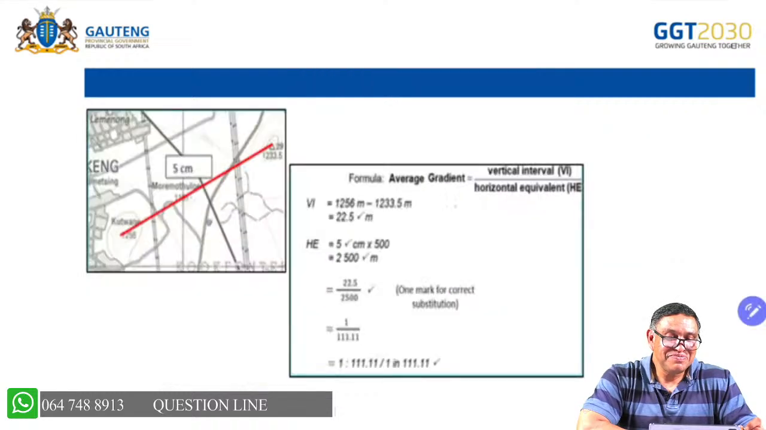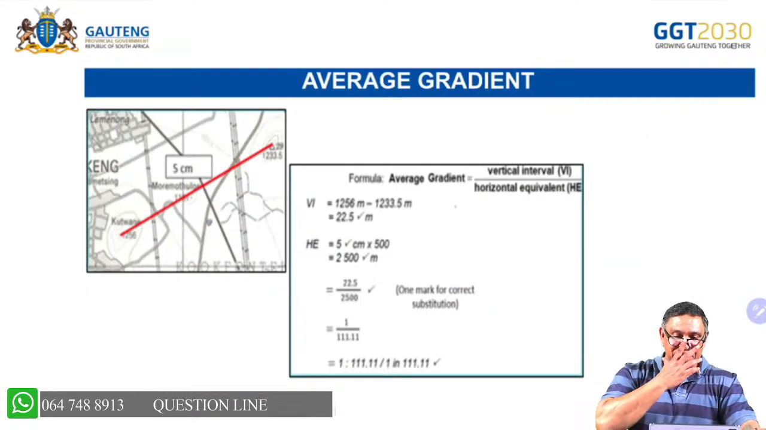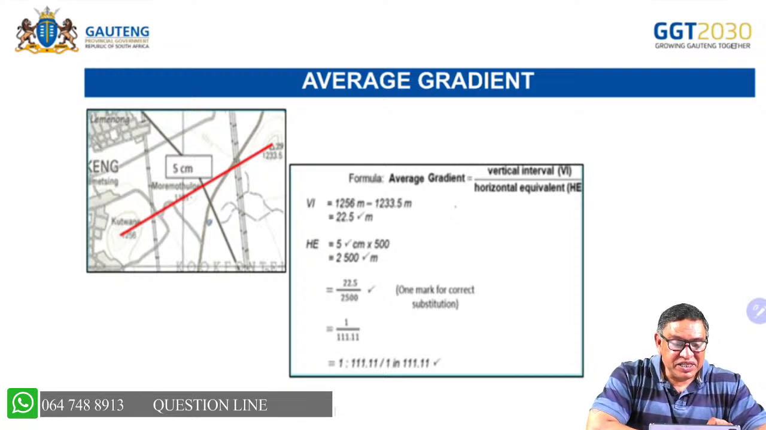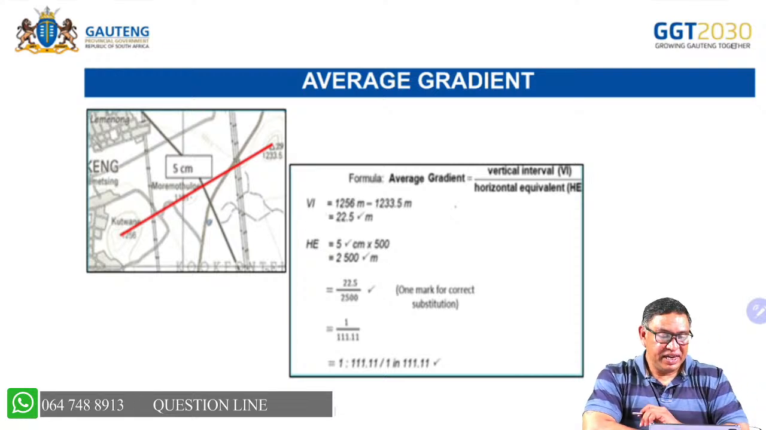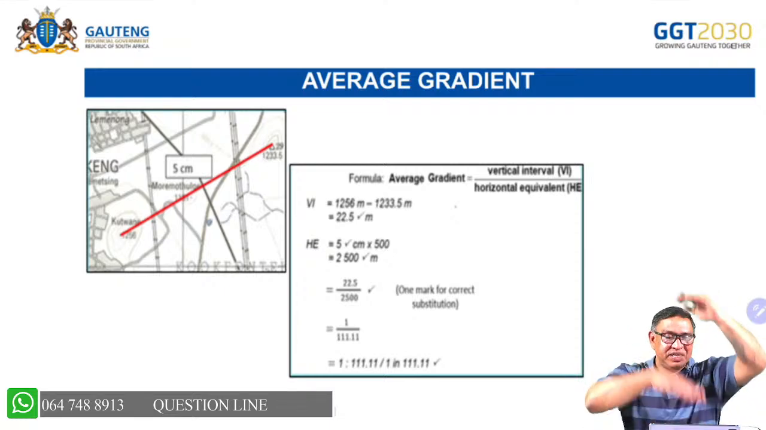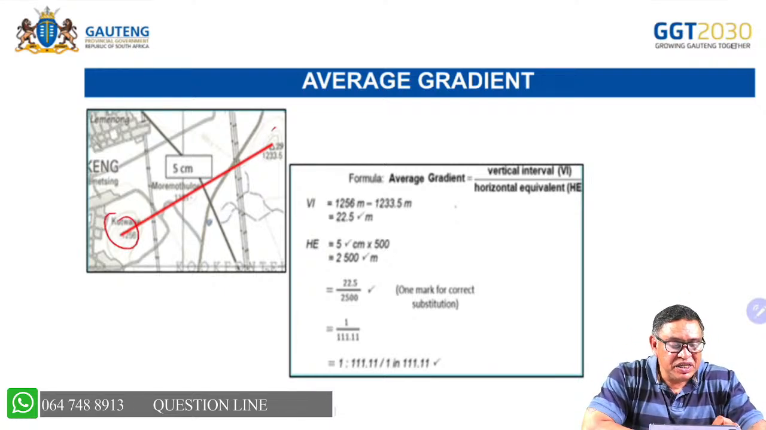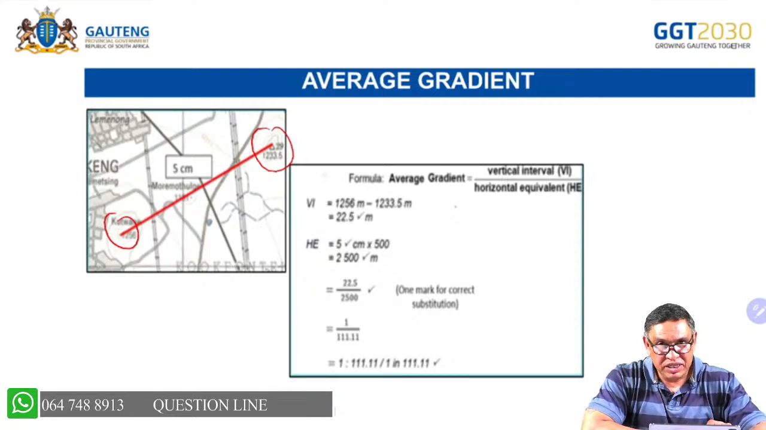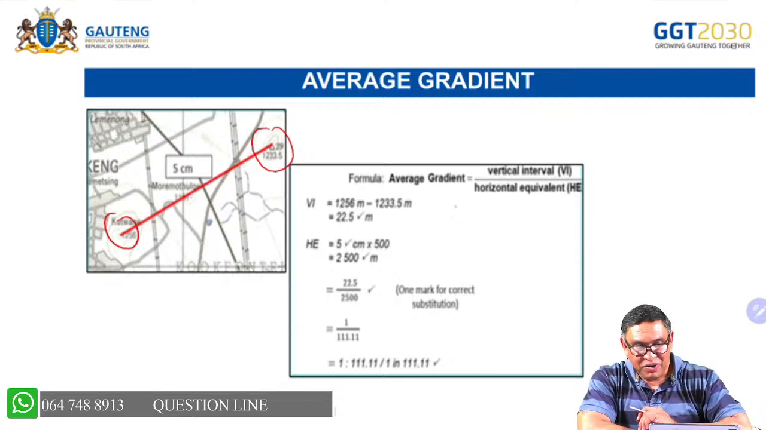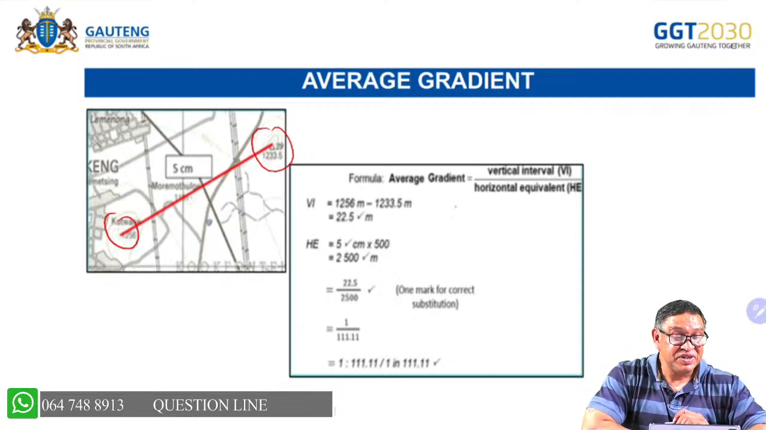Okay? And lastly, your average gradient. Okay, it says VI and HE. What's VI? Vertical interval, the difference in height. So I want to find it between these 2 points: spot height 1256 and trigonometrical station 1233.5. Okay? I want to find the difference in height.